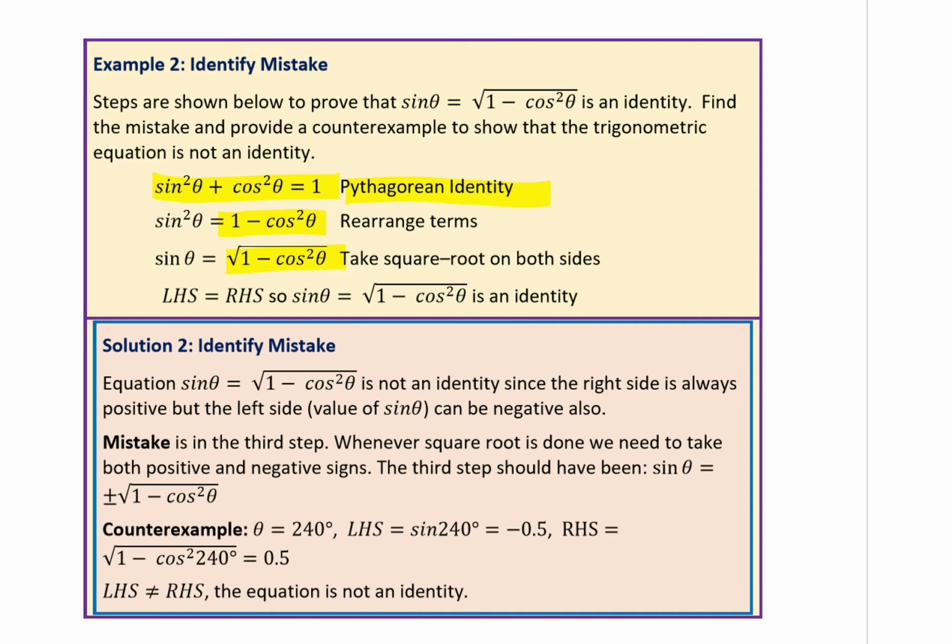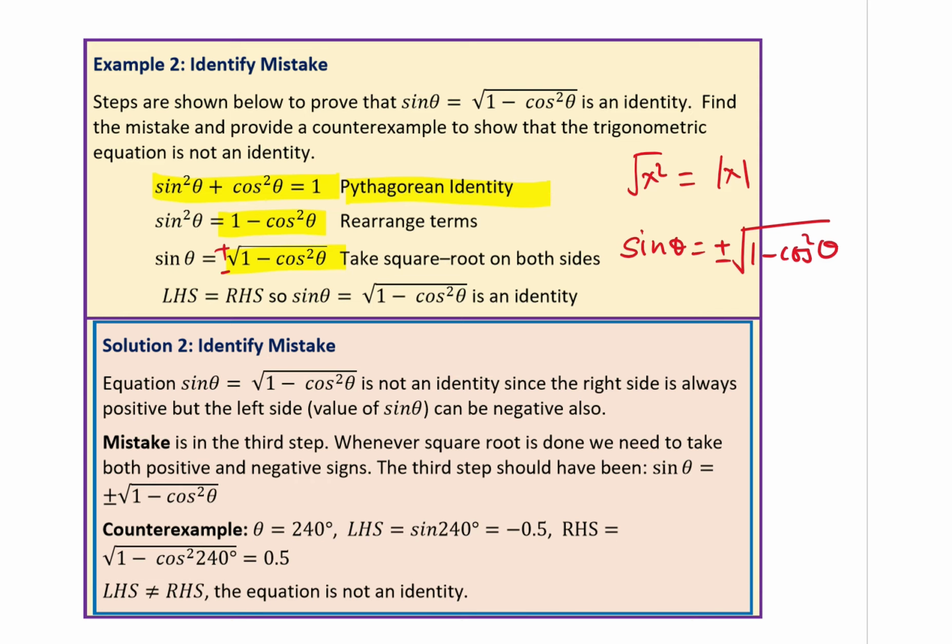So the mistake here is that whenever you do square root, you should have written here that sine theta is equals to plus or minus square root of 1 minus cos square theta. Now it becomes an identity. So here is a mistake. You should have put plus and minus. Remember, whenever you square root, you have to write plus and minus. Is that clear to you? The other thing is, when you square root both the sides, what is square root of x squared? Well, square root of x squared is absolute value of x. So you could have done the other way also.